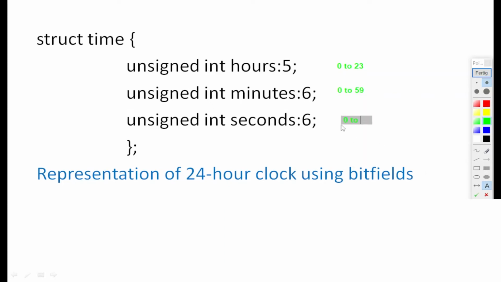Values 0 to 59. Now, the hours are represented using only 5 bits. Minutes and seconds are represented using 6 and 6 bits. Why? With i bits, the total possible values are 2 to the power of i, ranging from 0 to 2 to the power of i minus 1. That means 2 to the power of 5 is 32.